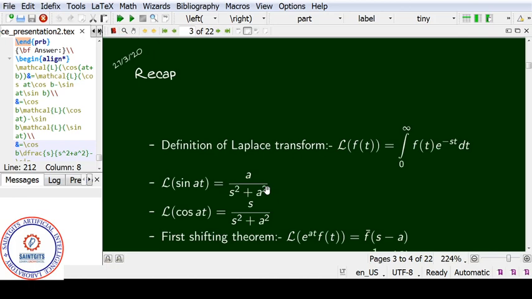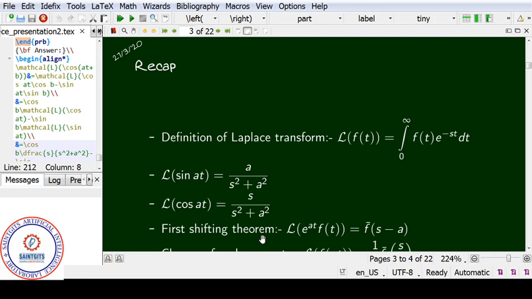The definition of Laplace transform says that L of f of t is equal to integral 0 to infinity f of t e raised to minus st dt. In the last session we have learned how to find Laplace transform of sin at. L of sin at is a by s square plus a square. L of cos at is equal to s by s square plus a square. Please note the difference between these two transforms. If sin, then there is a constant in the numerator. If cos, then there is s, the free variable, in the numerator.